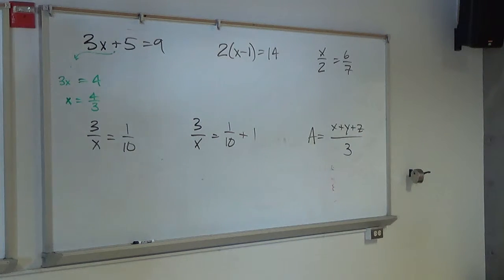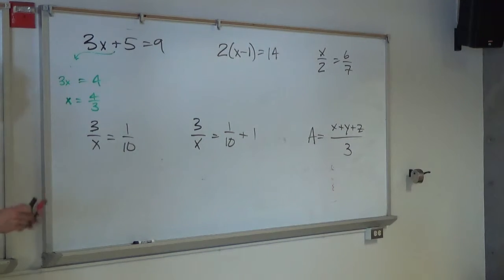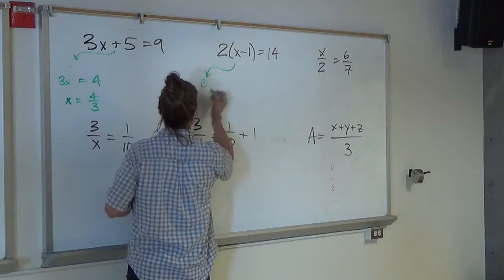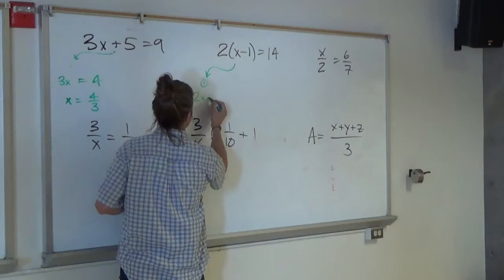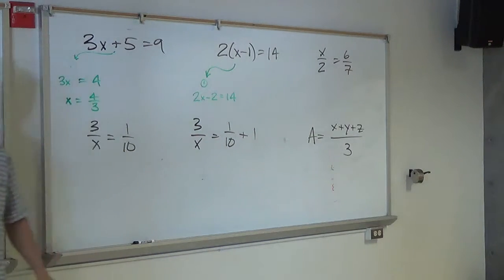Sure. So go ahead. Grab the next: 2 times the quantity x minus 1 equals 14. Okay, well I just multiply the 2 times what's in the parentheses, x minus 1, so that turns into 2x minus 2. Let me see a show of hands real quick. Who did that exact thing right there?